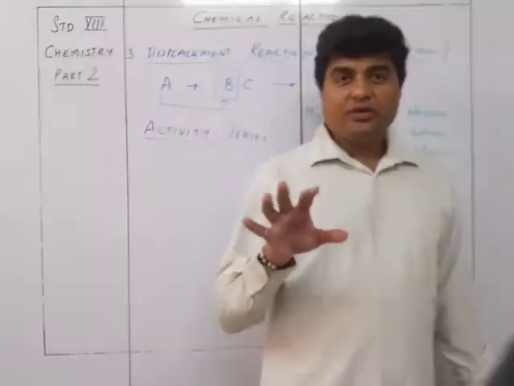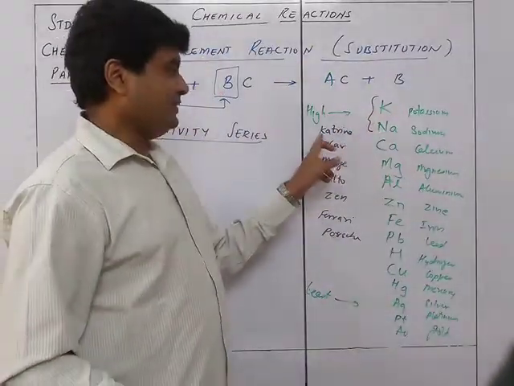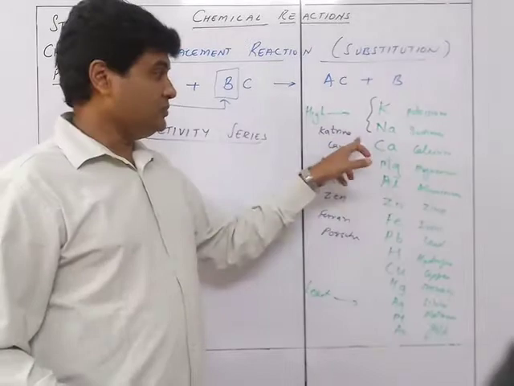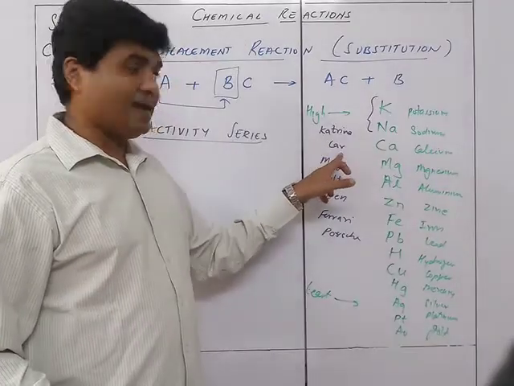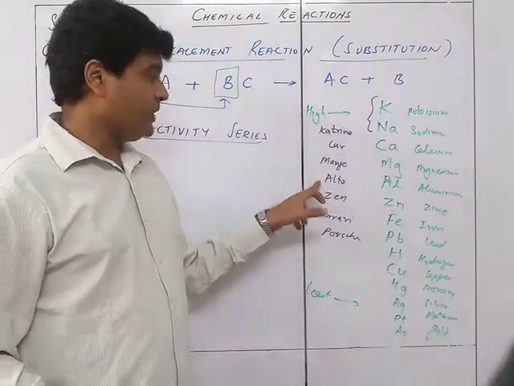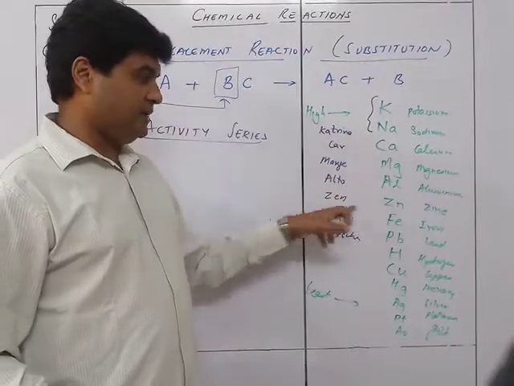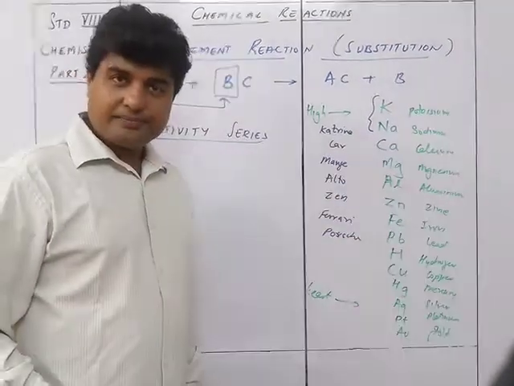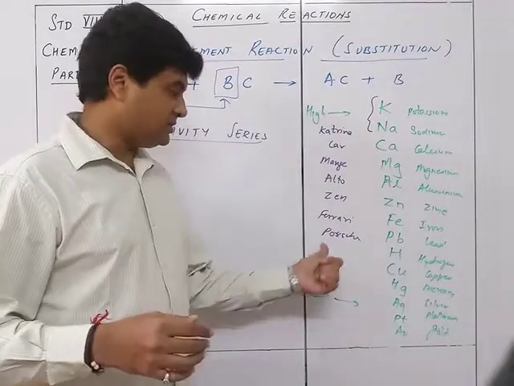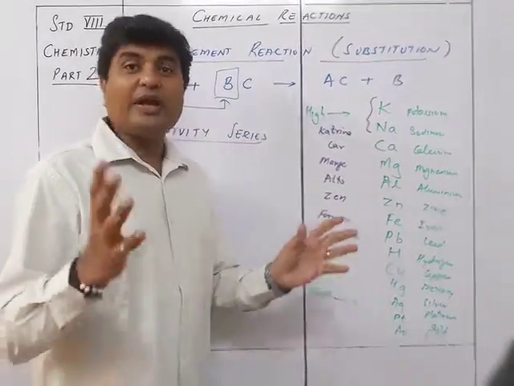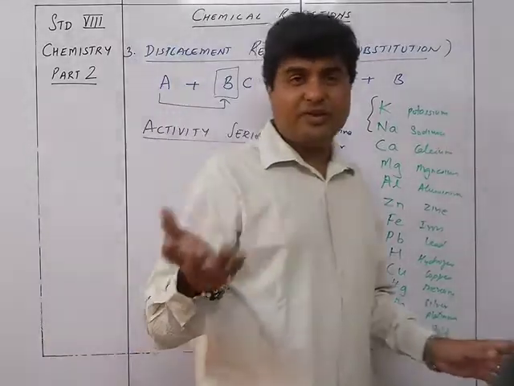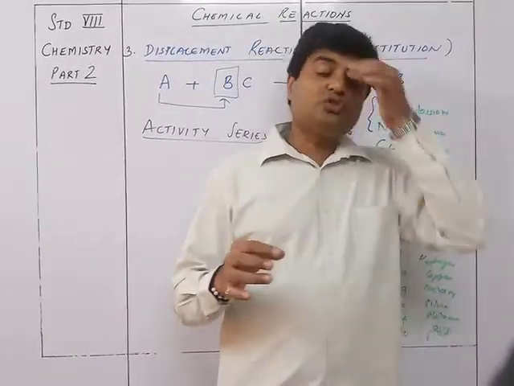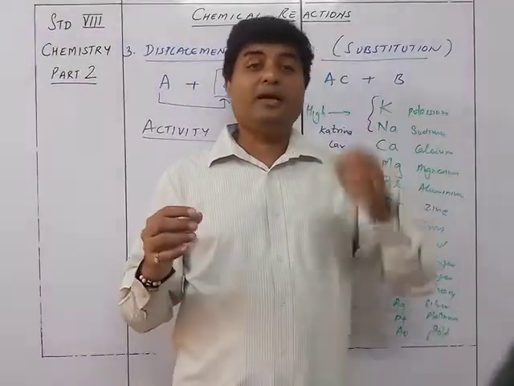Okay, right? K, that is potassium; Na, sodium. Ca, calcium; Mg, magnesium. Al, aluminium; Zn, zinc; Fe, iron. Pb, lead. Got it? So you can remember this: "Katrina Car Mange Alto Zen Ferrari Porsche." This will help you to remember the activity series.